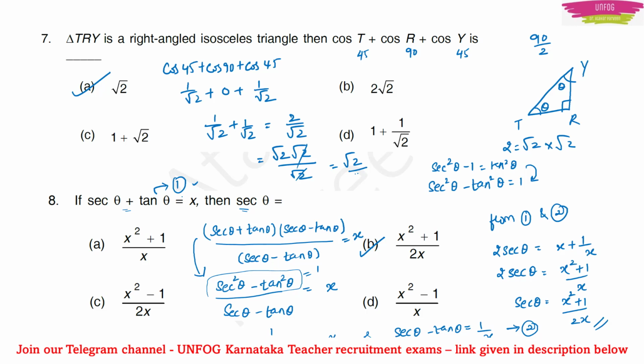Multiplied and divided by secant theta minus tan theta, which gave me another equation relating to secant theta minus tan theta. This I kept as equation 2. Then I added equation 1 and 2 and I simplified. I got x square plus 1 by 2x.